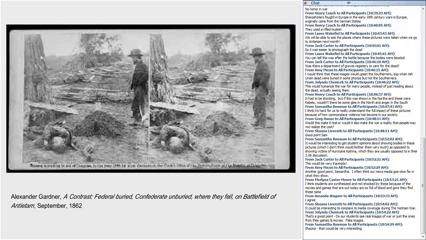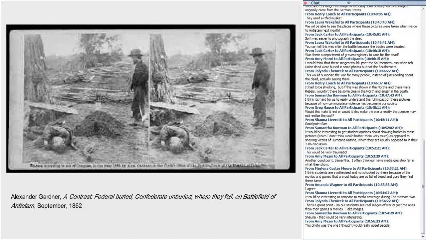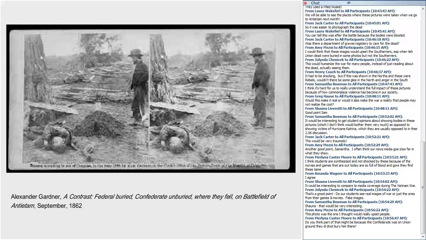Now, this is obviously a staged photograph. We know it in several different versions; some of the versions of this image have the standing figure and some don't. So Gardner took a number of different images of these, and he's making a point here. He's making a point about burial practices in the Civil War, and he's really putting it out there for almost public debate and consciousness.